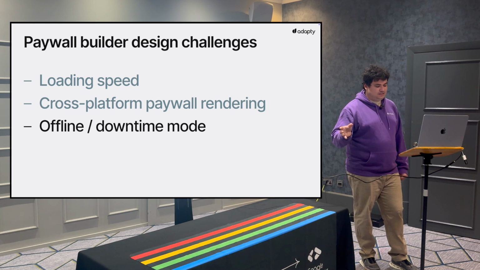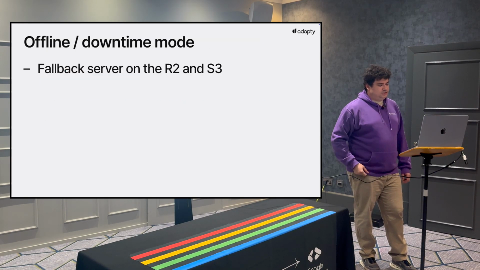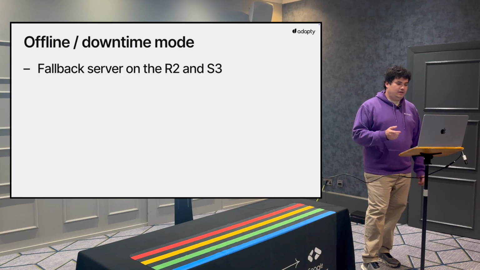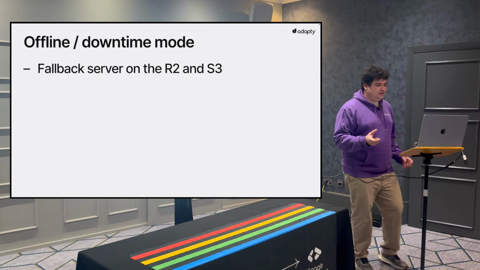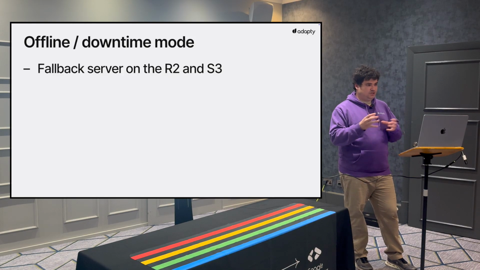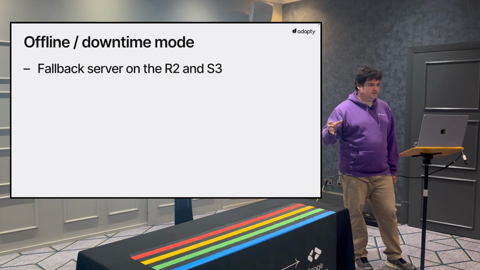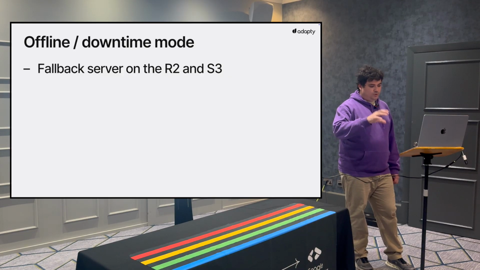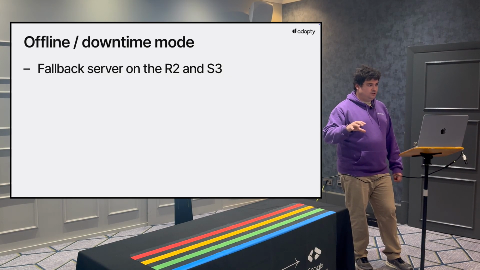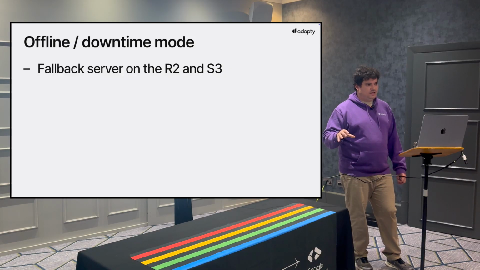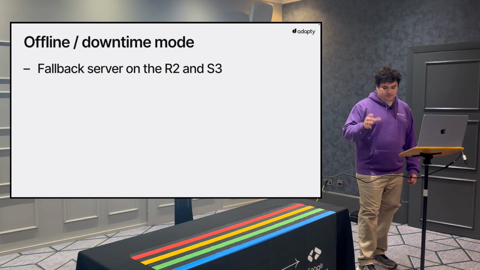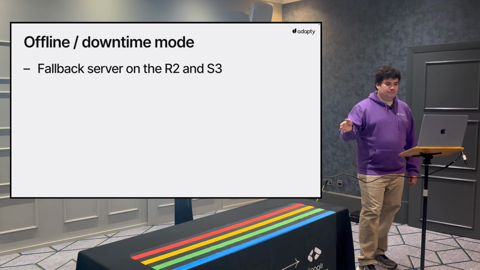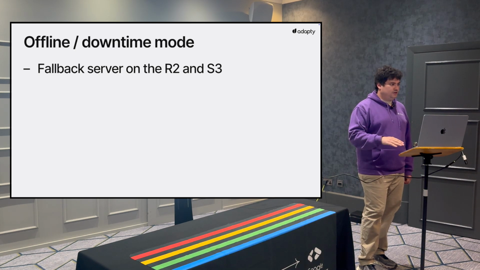Adapty has not been down for this time because of the architecture that we used. And so the first one is we have fallback paywall. So basically, the paywall itself is a JSON that gets rendered on the device. And every time the customer changes something in the visual editor of our Paywall Builder, we save the fallback file to Amazon S3 and Cloudflare R2.